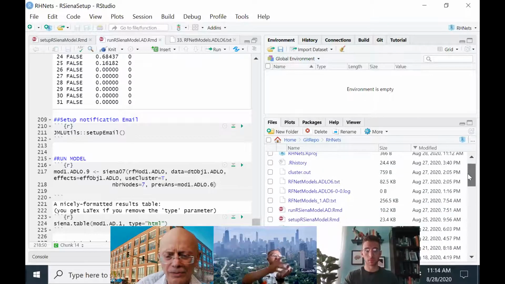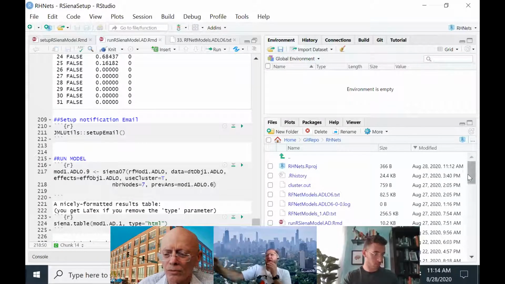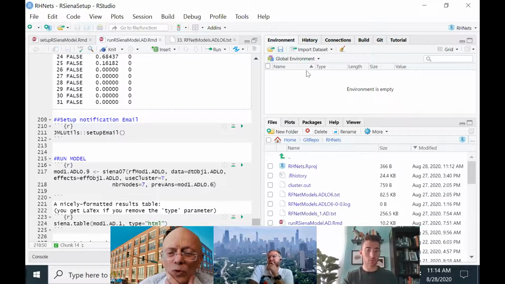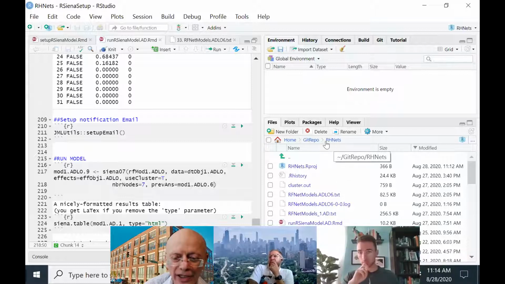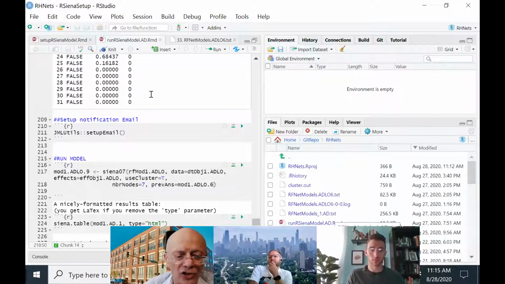Yeah, the home brings you back to your C drive, and then the arrows pointing forward are folders within the C drive: Home, Git Repo, RHNet. This is on the C drive, and that's fine. Everything is going to get deposited in this particular area. If you go into your drive, it'll probably say something like downloads or documents, and then Git Repo RHNets. That's where you'll be storing your files, and every time you make a change here, it'll just store here. This is where you're going to be operating with R-Siena.